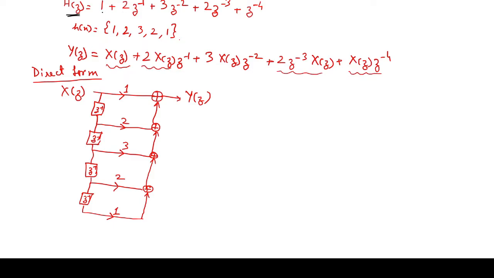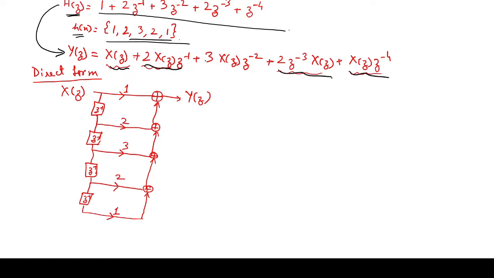I have taken a very simple example. The h(n) coefficients are given. Now if you see, I have told you how to break this one and get to this equation. Y(z) equals this, it's given. So if you see, the coefficient of x(z) z to the power minus 0, which equals 1, and x(z) z to the power minus 4, they are the same. Again, this coefficient and this coefficient are the same, and this is the middle one.